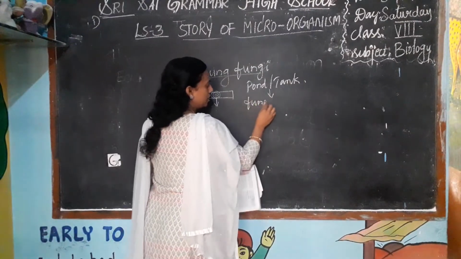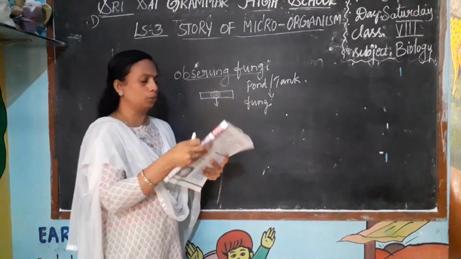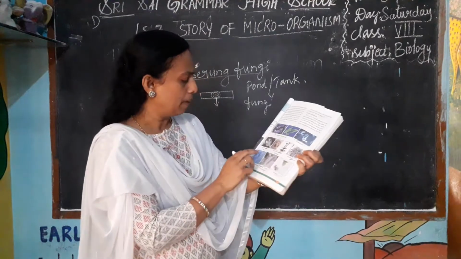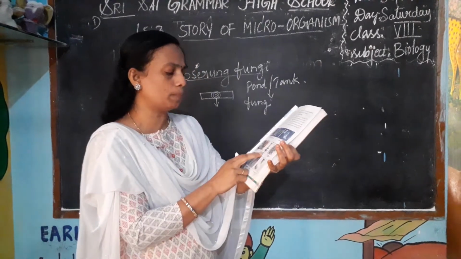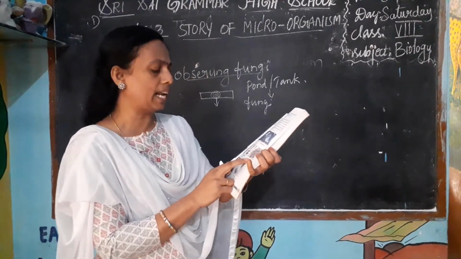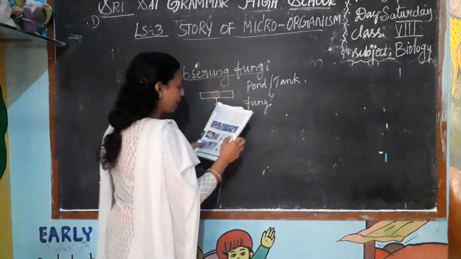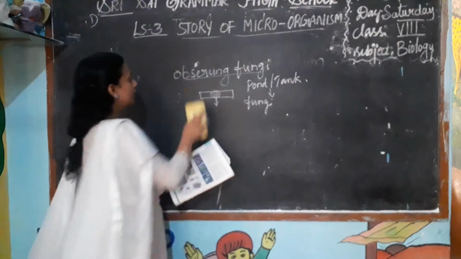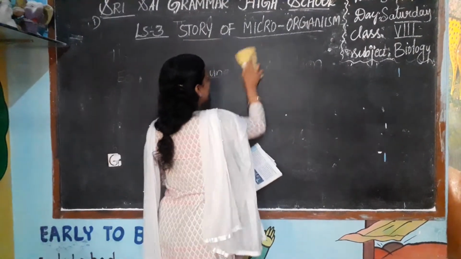Which is given in your textbook. You can find any three of them, like penicillin, the rhizopus or the aspergillus. So you can find this. And how to observe the bacteria? Now we can see how to observe the bacteria.